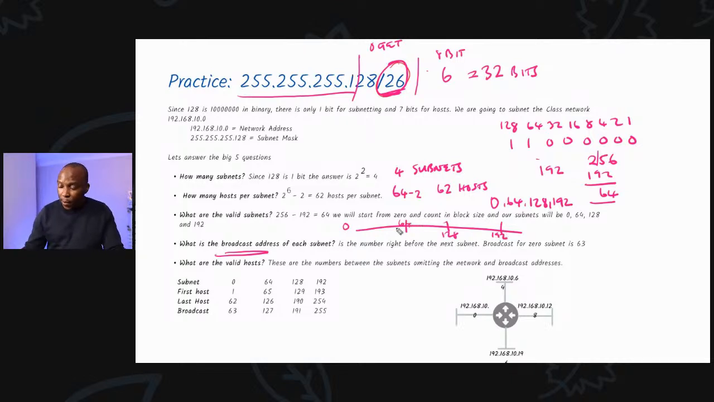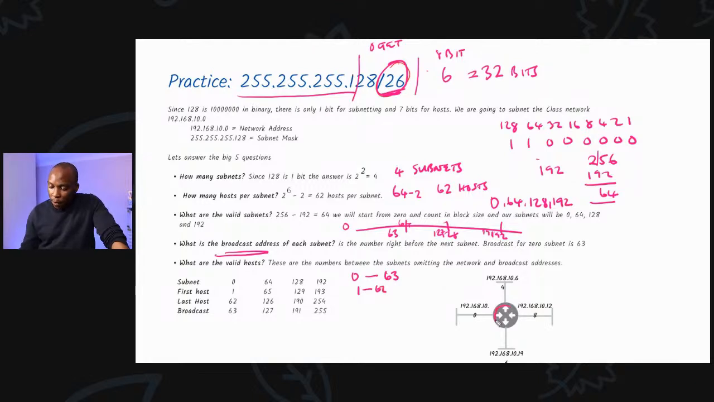The value before the next one is 63. So for the first network, the broadcast address is 63. For the second network, it's 127. For the third, it's 191. And the valid hosts that we're going to find with that network are the numbers between 0 and 63, and that's going to be 1 up to 62.